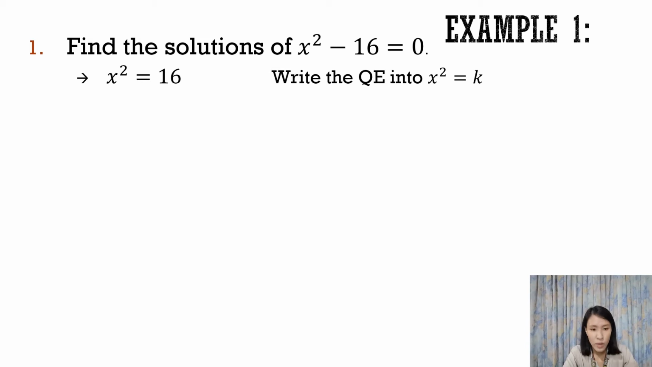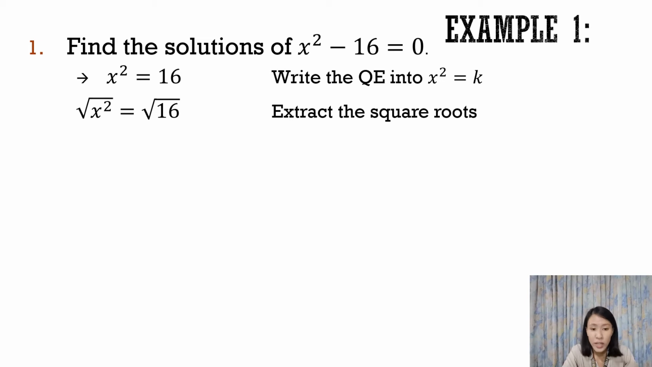Now, since we have written the given equation as x squared is equal to k, we can solve this one using extracting square roots. The next step is to extract the square root. Our equation becomes the square root of x squared is equal to the square root of 16. So our resulting equation becomes x is equal to positive and negative 4. Now let us try to check. We can apply property number 1 since the value of our k is greater than 0.